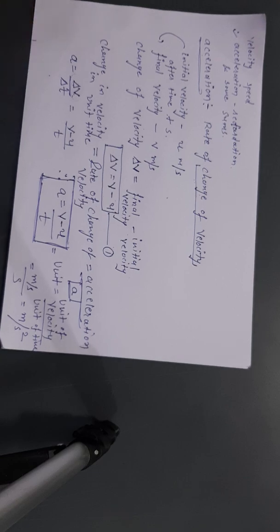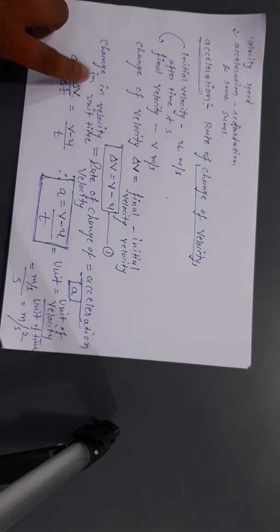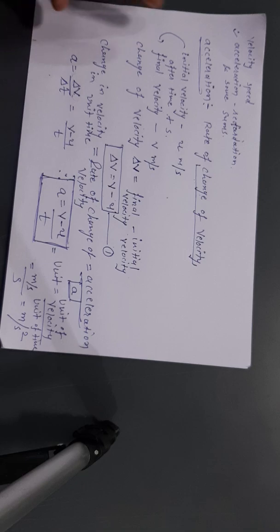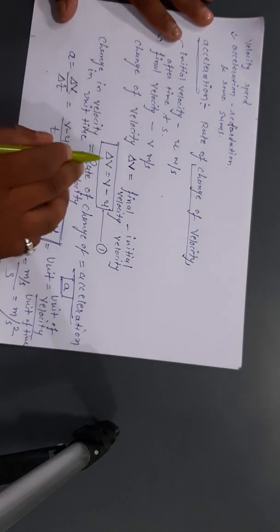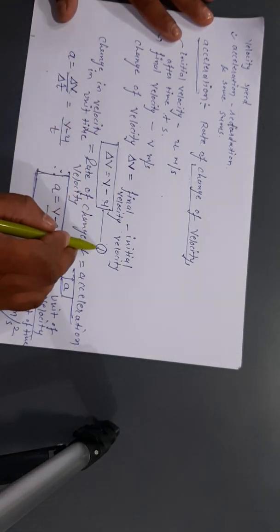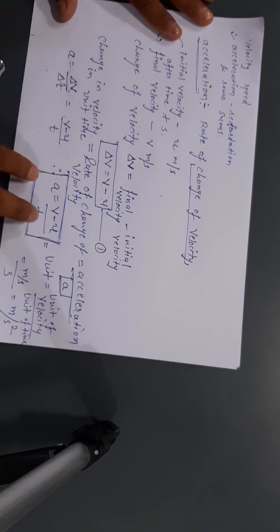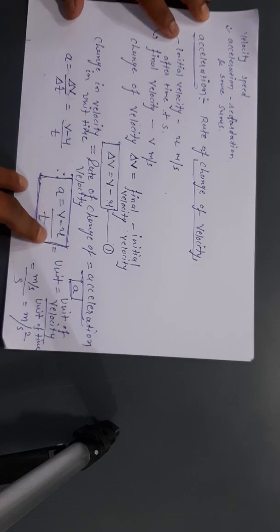So from that, what formula can we derive? We can derive that A is equal to delta v by delta t, which means change in velocity with respect to time, or rate of change of velocity. But delta v will be equal to v minus u according to the first equation. So here we write v minus u divided by t. So from that, what formula do we get? We get A is equal to v minus u divided by t.